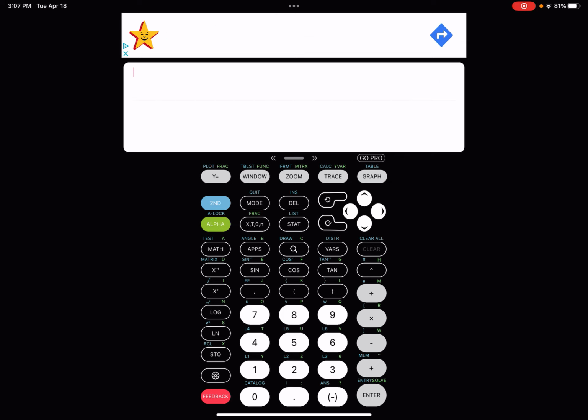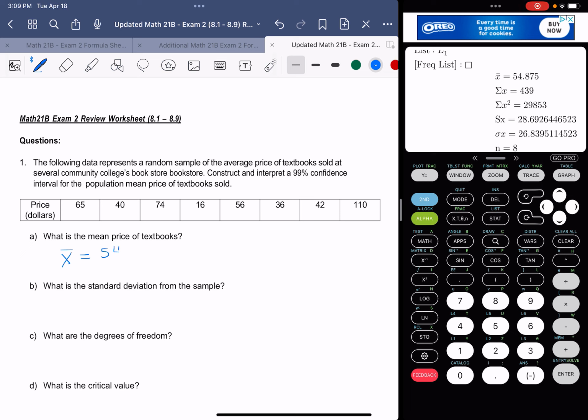And here is all the information we need. So remember, the mean price of textbooks is on our calculator, that's our X bar. Our X bar is our mean price of textbooks. Let's round to 3 decimal places. So X bar equals 54.875. We shouldn't use 2 decimals since we're talking about money, or no? Okay.